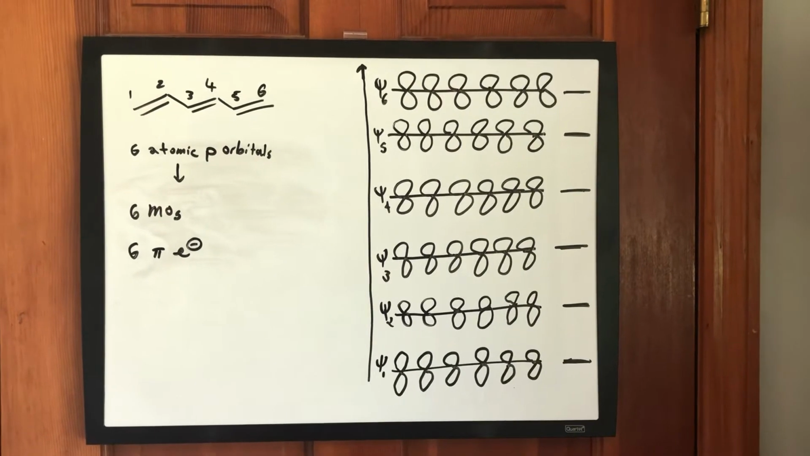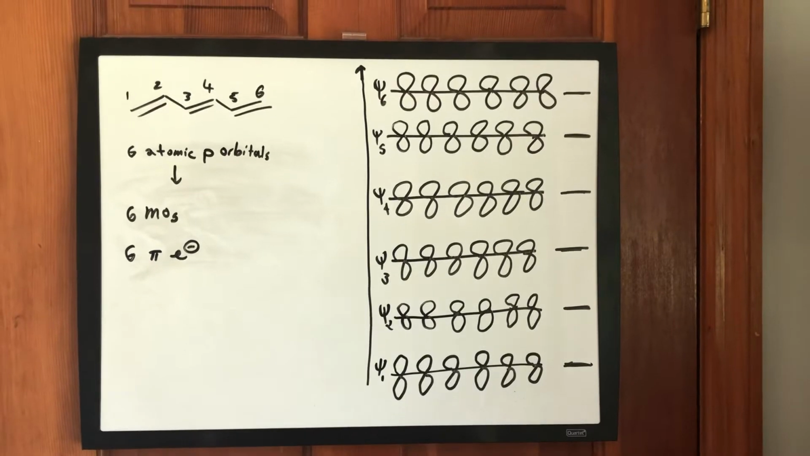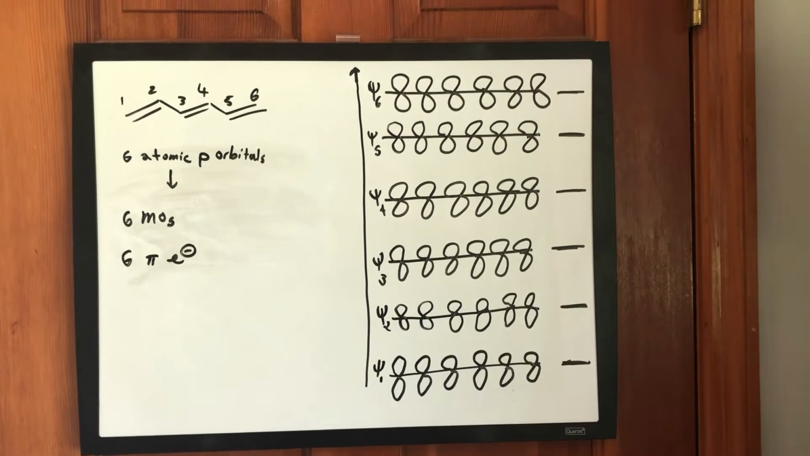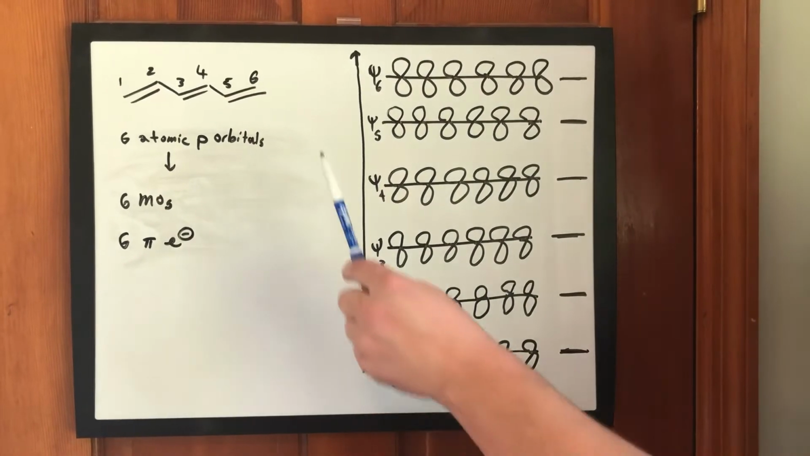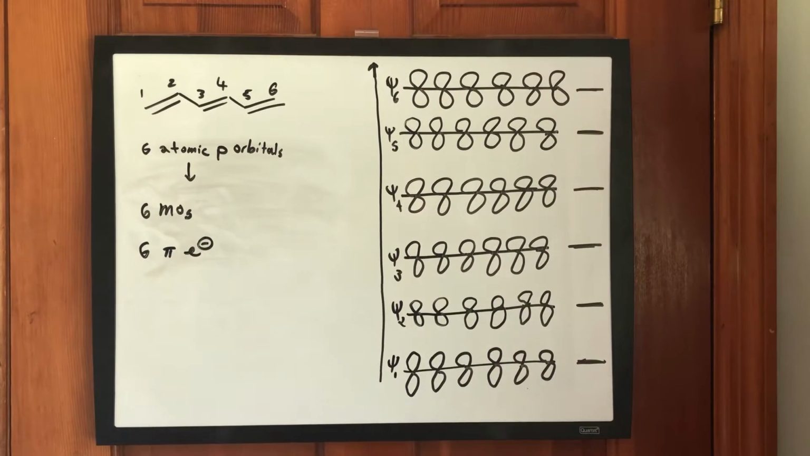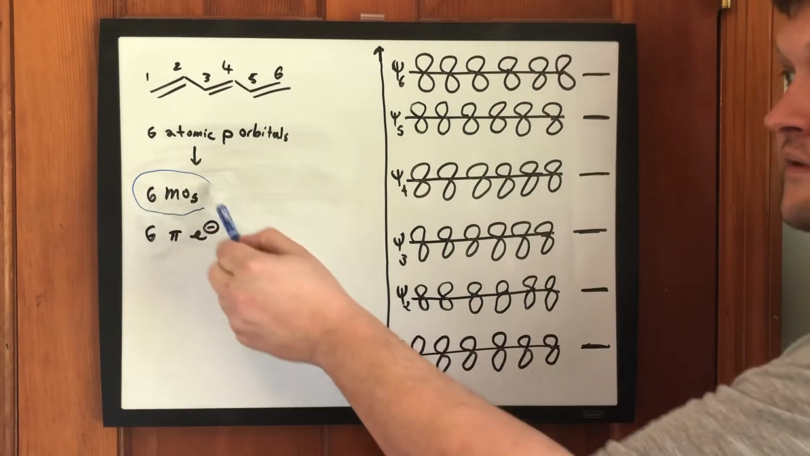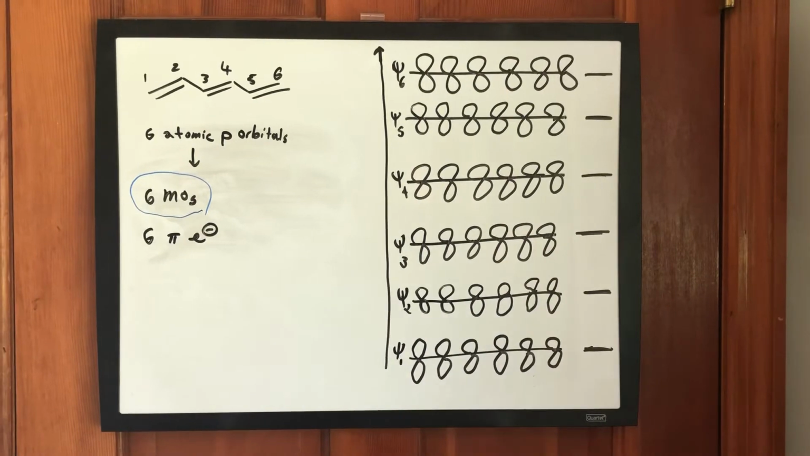Hey guys, I want to go through one of your homework problems that deals with drawing molecular orbitals for conjugated pi systems. So this is a triene, so that means we have 6 pi electrons to deal with. Those pi electrons in this system are shared across 6 carbons, and so there's 6 atomic p orbitals that we have to combine, and that means we're going to wind up with 6 molecular orbitals at the end of the day. So I've already gone ahead and drawn out the template.